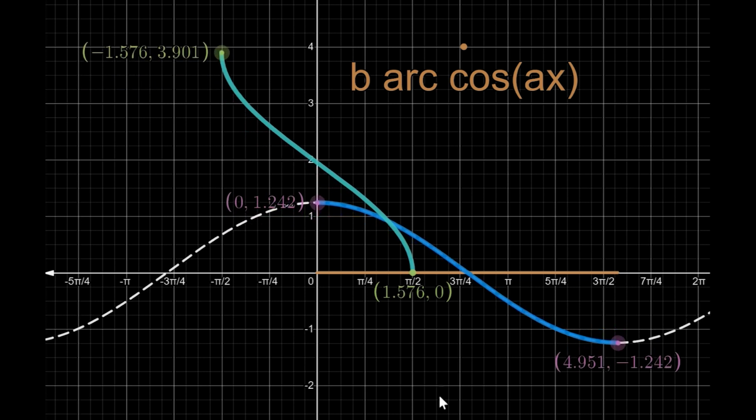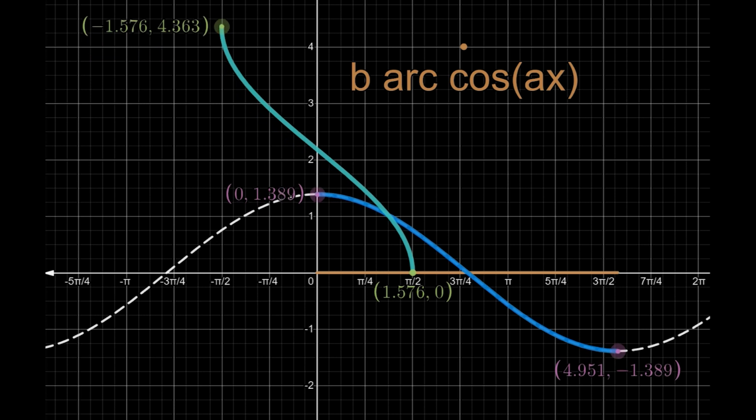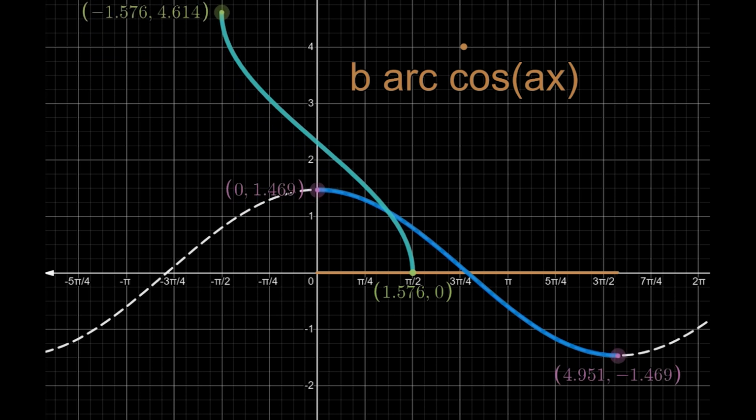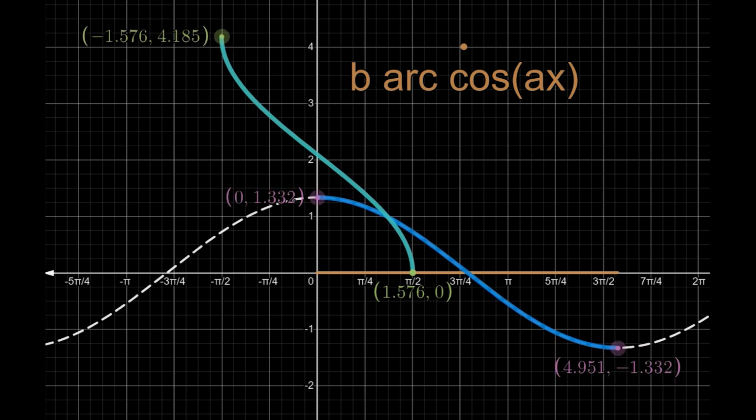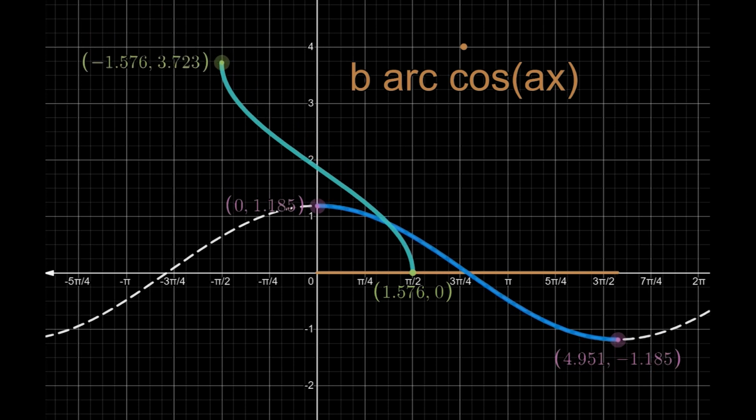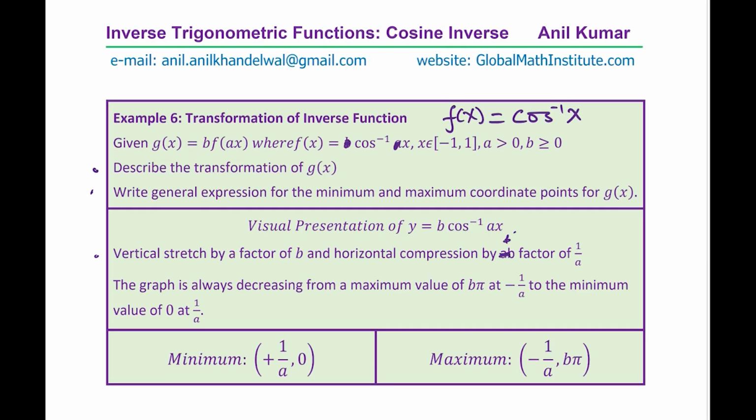So I hope this concept is absolutely clear. And now you can explain the solution for our example number 6 by a factor of 1 over a, right?